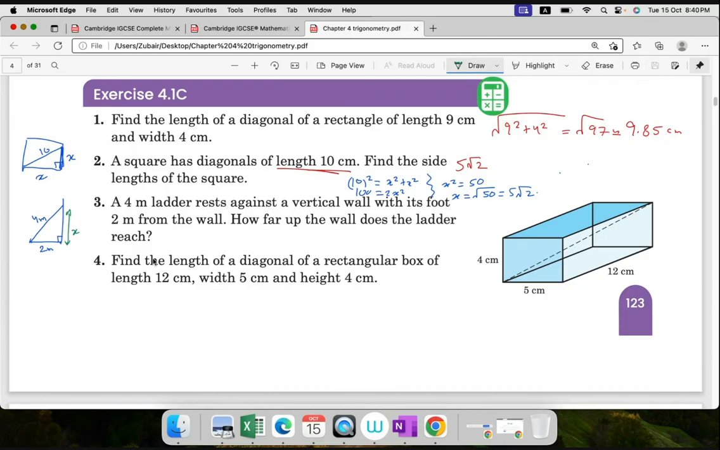If you have this much practice, you may write it directly that the square root of 4 squared minus 2 squared is x. But it's advisable you always write the first line to avoid any silly mistake. So I'm getting 2 square root 3, approximately equal to 3.46 meters. Please confirm if you're getting the same answer.